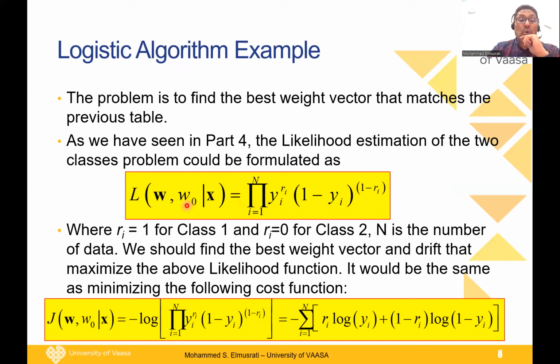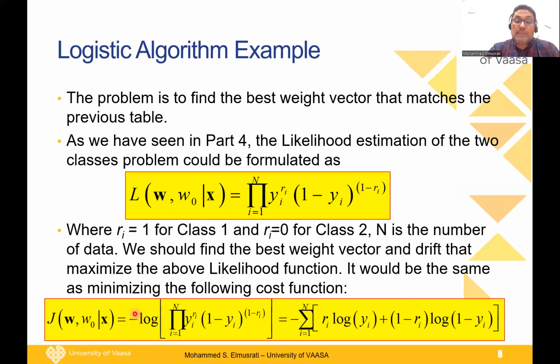Okay, now remember that we want to compute the optimum weight vector W and the drift W0 which maximize this function, that is, maximize the likelihood. Then we have the maximum likelihood estimation as we explained in part 3. Maximizing the likelihood is the same as minimizing the cost function. As we know, if you take the negative of this function, minimizing the negative of this function is like maximization. So it is the same here.